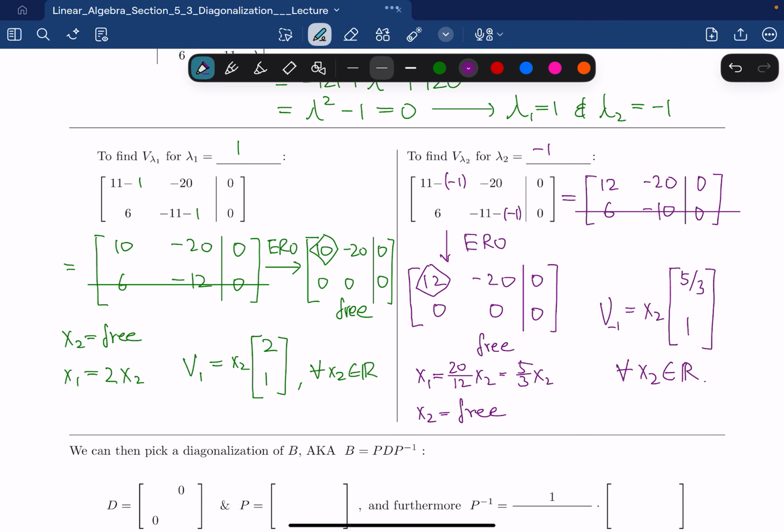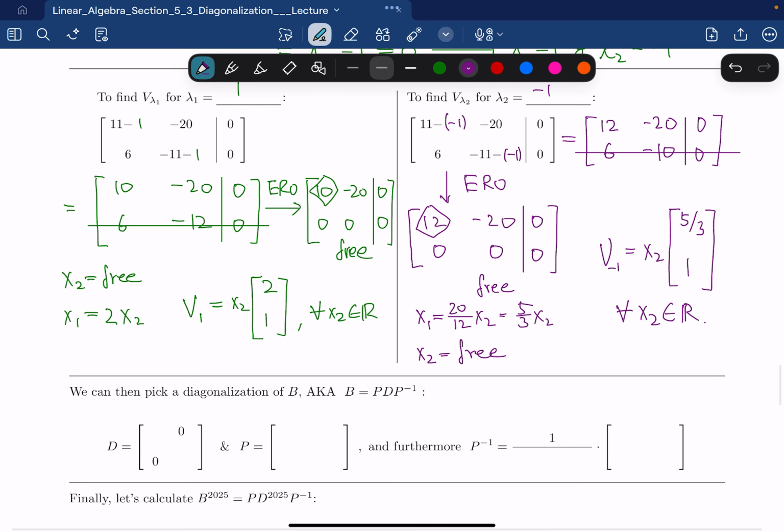The purpose of this is for me to be able to choose a correct value for P, the invertible matrix. So from here we can pick a diagonalization for B. Lambda 1 I choose to be 1, lambda 2 I choose to be -1. We can go ahead and write that one down. And then what I want to do next, I need to find P and P inverse. So I want to pick integer values for P.